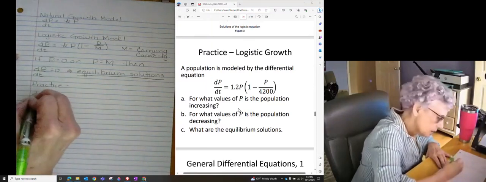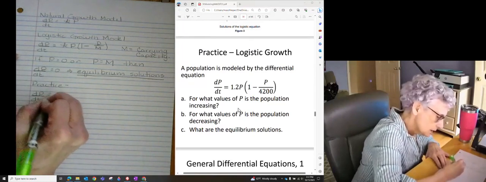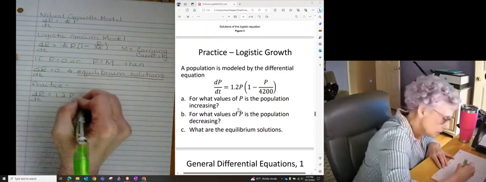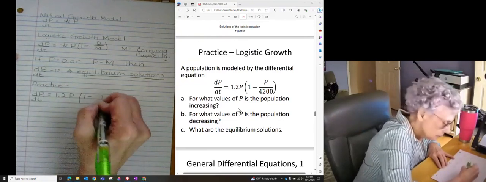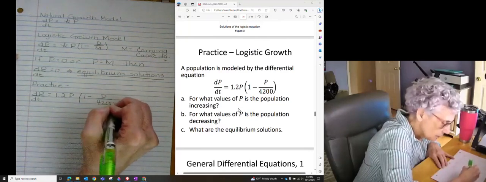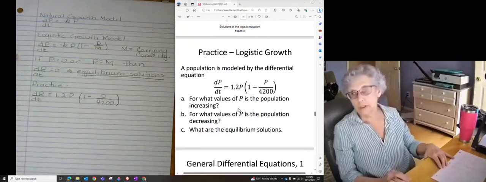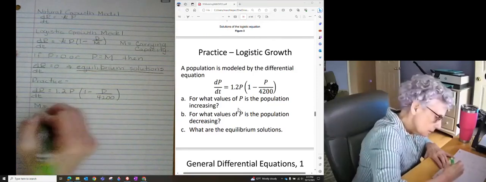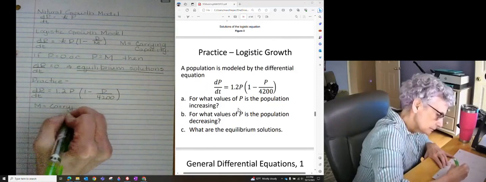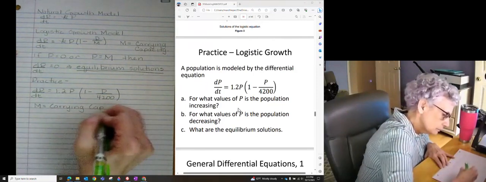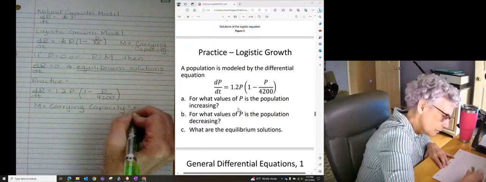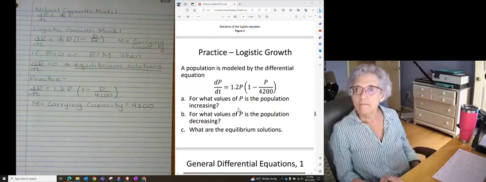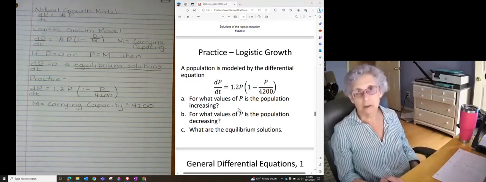We have dP/dt is equal to 1.2 times P times (1 minus P over 4,200). So that means that M, the carrying capacity, is 4,200. For what values of P is the population increasing?